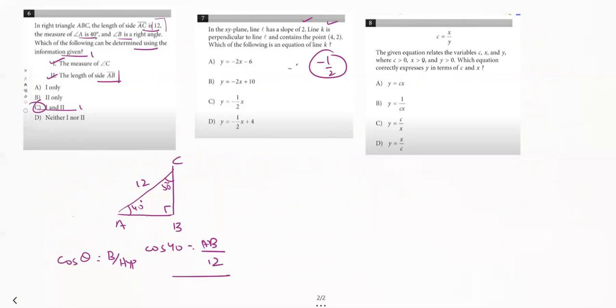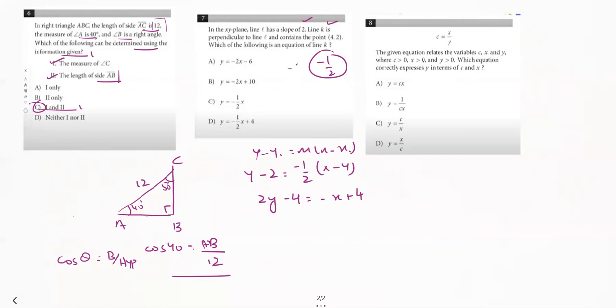And contains the point (4, 2). Equation: y minus y1 is equal to m into x minus x1. Right? This is the equation using the slope. So m is minus half. Right? x minus 4, y minus 2. Multiplying this, you are getting 2y minus 4 is equal to minus x plus 4.